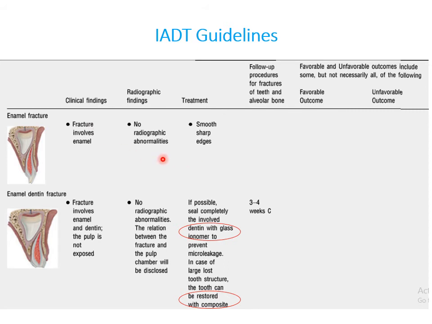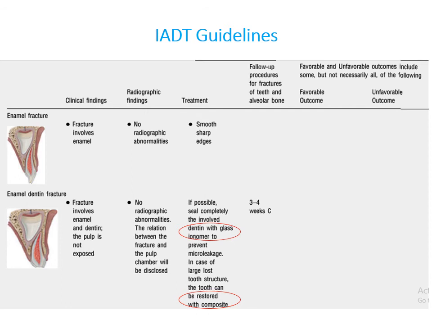Radiographic findings: no radiographic abnormalities can be seen. So the treatment option will be to smooth the sharp edges. But if the fracture is of enamel and dentine, as we can see here in this picture, involving enamel and dentine and not the pulp, then no radiographic abnormalities will be seen. But what we can do is seal the fractured area with a glass ionomer to prevent any microleakage.